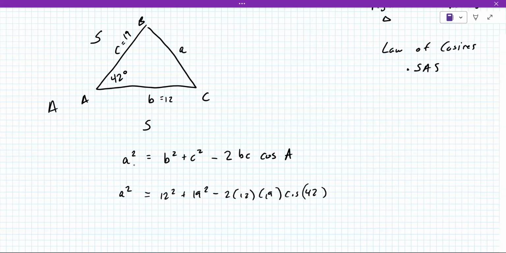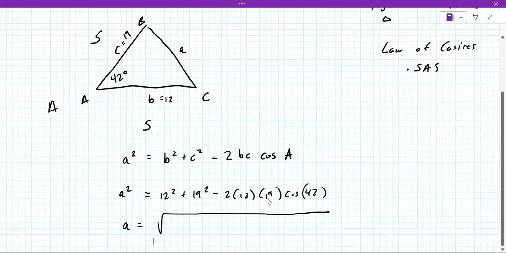And that's a squared. So to find a, you take the square root of that number that you just found. Is this familiar? Seen this? Or does it look totally unfamiliar? Yes, that looks good.